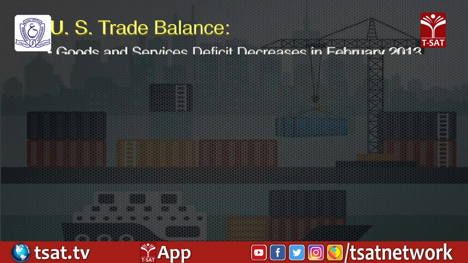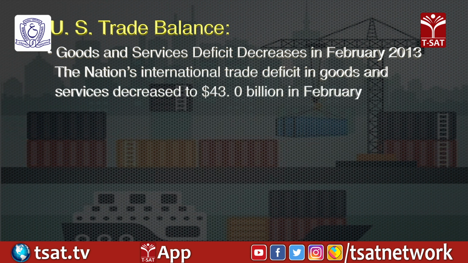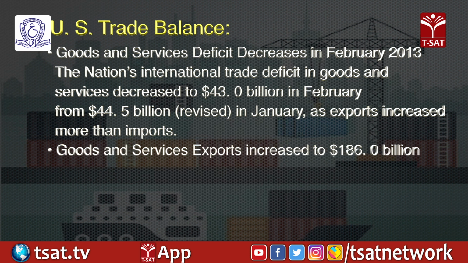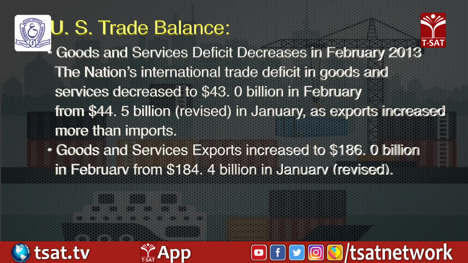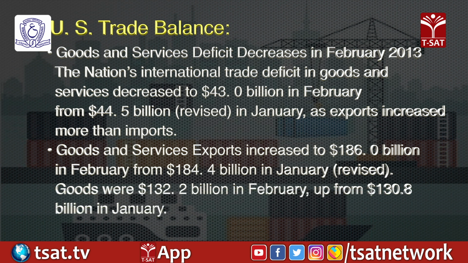Goods and services deficit decreases in February 2013. The nation's international trade deficit in goods and services decreased to $43.0 billion in February from $44.5 billion. This is a revised one in January, as exports increased more than imports. Goods and services exports increased to $186.0 billion in February from $184.4 billion in January. This data was also the revised version.